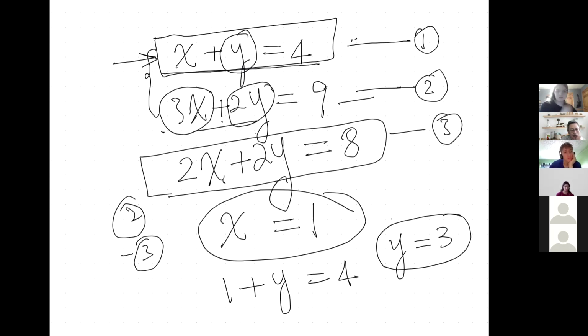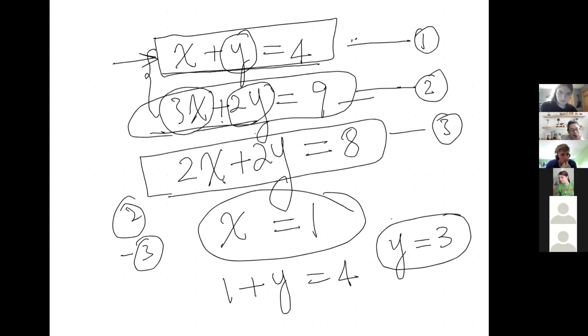Then we use equation 2 minus equation 3. 2y minus 2y, y is gone, and that's why we make 2y. And 3x minus 2x is 1x. And on this side, 9 minus 8 is 1. So once we find x, then we plug in. It really doesn't matter which one to plug in, but we just plug into the one which is simple. This top one is really simple. Then since x is 1, 1 plus y is 4, then y has to be 3, right?